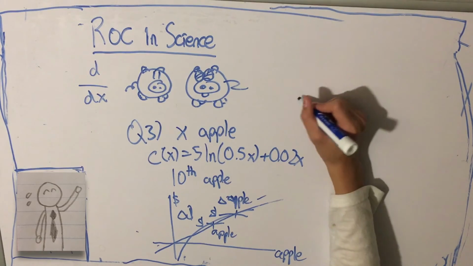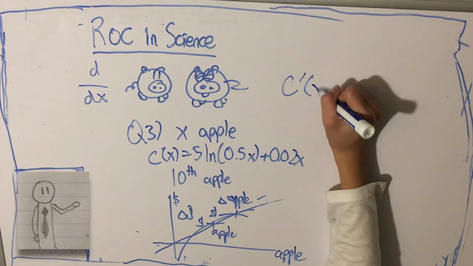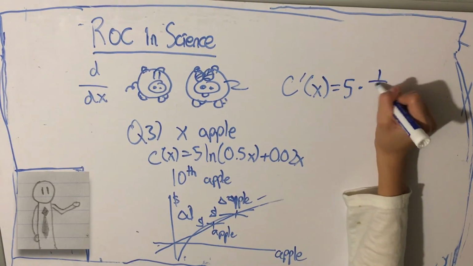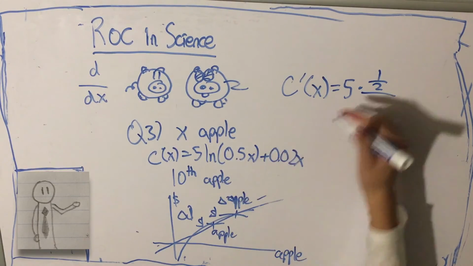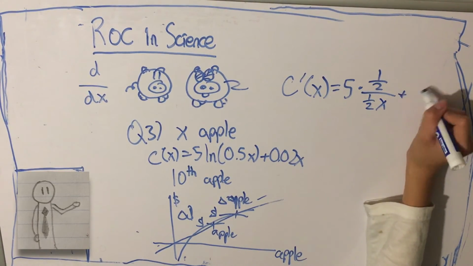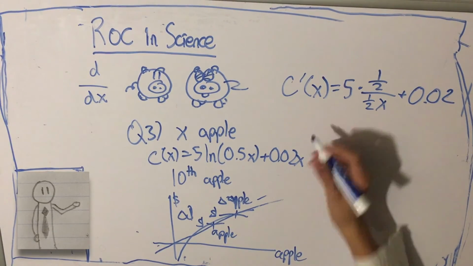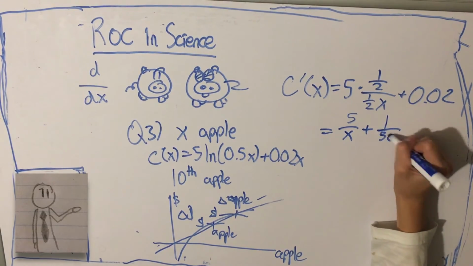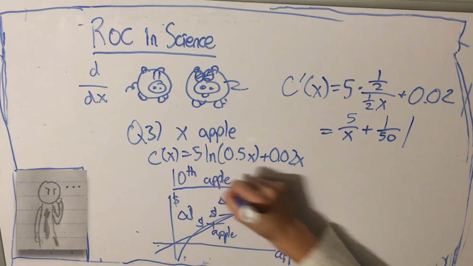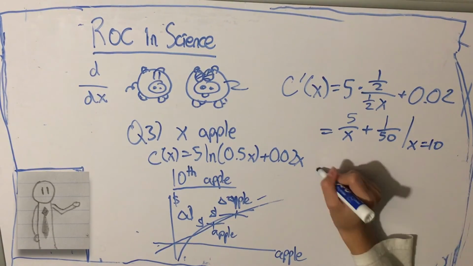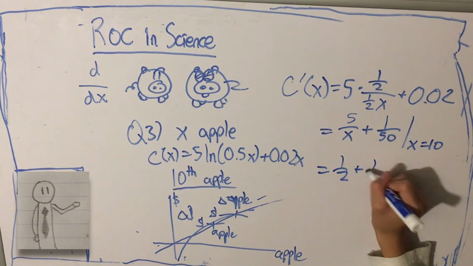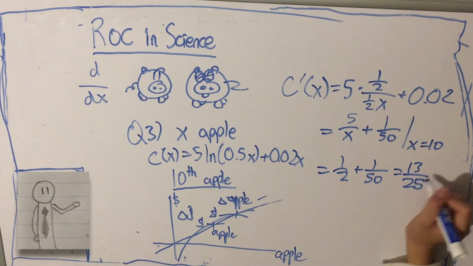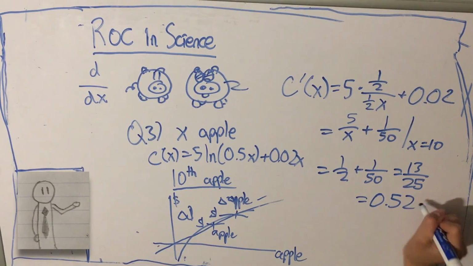So we can go through this pretty quickly then. The marginal price at x is just the derivative of this. This is a chain rule, followed by the derivative of ln x, plus 0.02, which is just power rule. This simplifies to 5 over x plus 1 over 50, and we want the 10th apple, so we'll just do it at x equals 10, yielding 1/2 plus 1/50, which simplifies to 13/25, or just 0.52 cents.